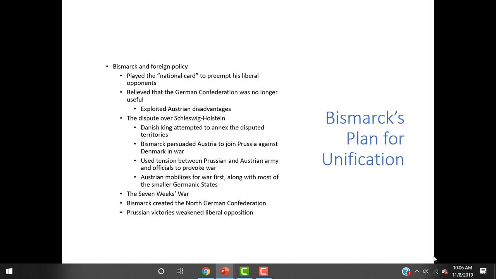He played the national card to preempt his liberal opponents, and he believed that the German Confederation was no longer useful. He also began to exploit the Austrian disadvantages. There was a dispute over the Schleswig-Holstein area, and the Danish king attempted to annex the disputed territory. But Bismarck persuaded Austria to join Prussia against Denmark, and he used tension between Prussia and the Austrian army and officials to provoke a war. He was the world's greatest at carrying misinformation to different people. He'd get his enemies to fight amongst themselves, and when they got good and weak, he'd walk in.